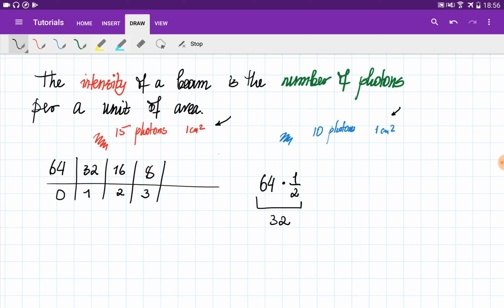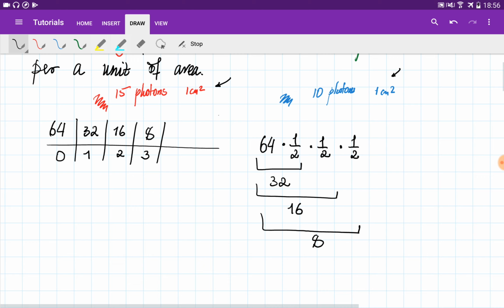If I would like to know how many apples I'm going to have after 2 hours, I multiply 32 by 1 over 2, and I'm going to have 16 apples. And after 1 hour more, I multiply this by 1 over 2 in order to have 8 apples. So do you see? The number of apples is decreasing by half every hour, and we call this decrease exponential decrease.